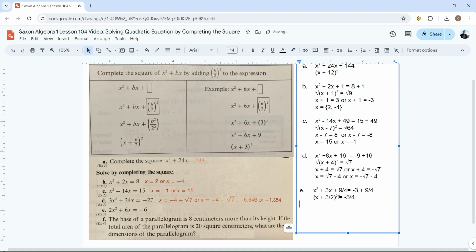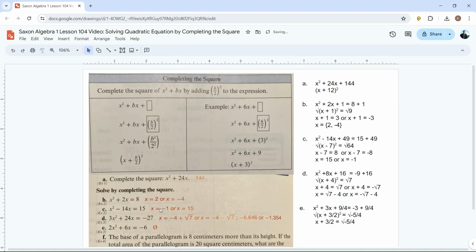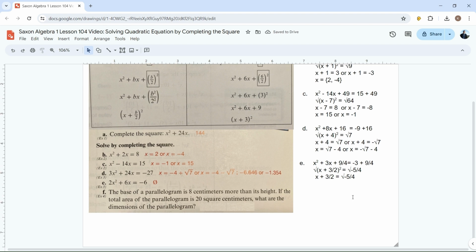But wait, there's a problem. Because when I take the square root of both sides, I get on the left side x plus 3 halves equals the square root of negative 5 fourths, though. I can't do the square root of a negative. If I end up with the square root of a negative on the other side, there's no solution because I cannot take the square root of a negative.